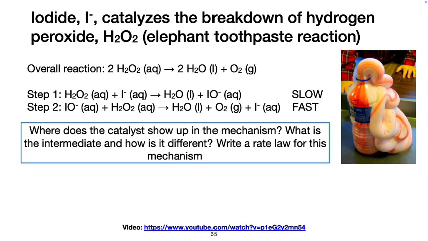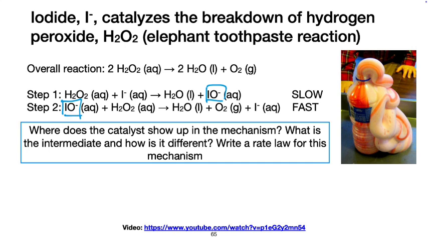So where does the catalyst show up in this mechanism? Where do we see it? IO negative. Okay, I'm going to say IO negative. Why is IO negative the catalyst? Because it starts in the product and ends in a reactant. Cool. IO negative starts in the product and ends in the reactant.